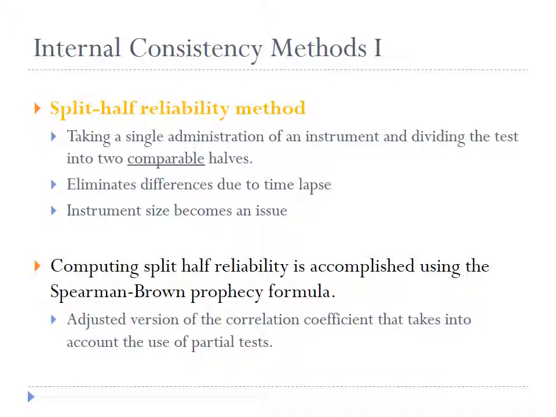The most basic and common approach is the split half reliability approach. It involves taking the test and dividing it in half into two comparable halves. So if I give you a 100-question exam, after the exam I could divide it up into two 50-question sections and compare how you did on section 1 to section 2.